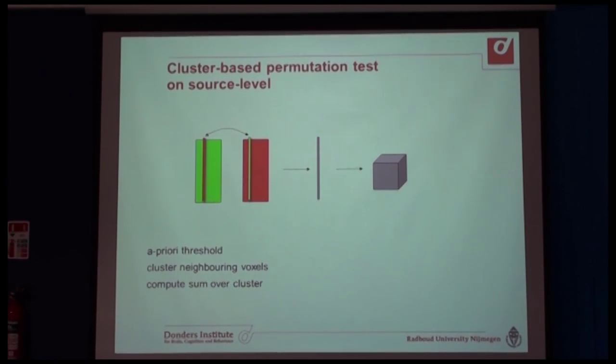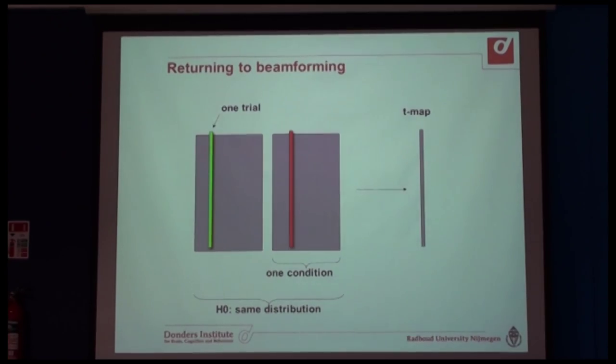Given this volume of T values, which I can again reshape into this whole brain grid representation, I can set an a priori threshold and I can cluster neighboring voxels. And again I can compute the sum over the clusters.